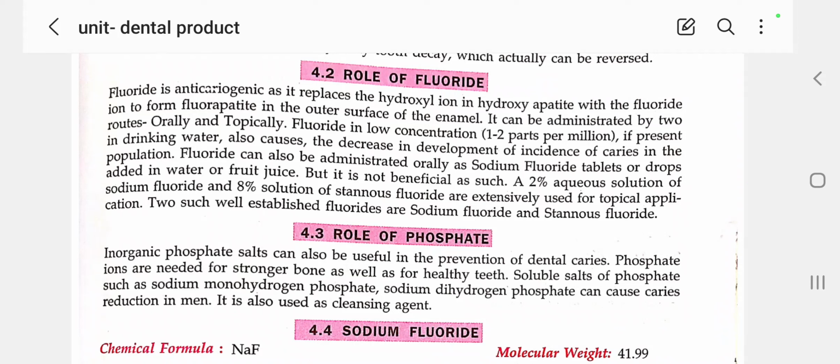Hi, my dear student. This class we will see the continuation of the dental products. So, what is the role of fluoride?